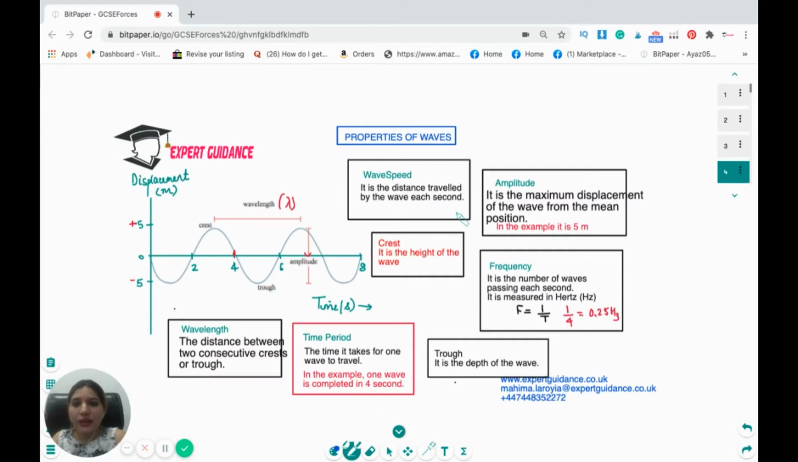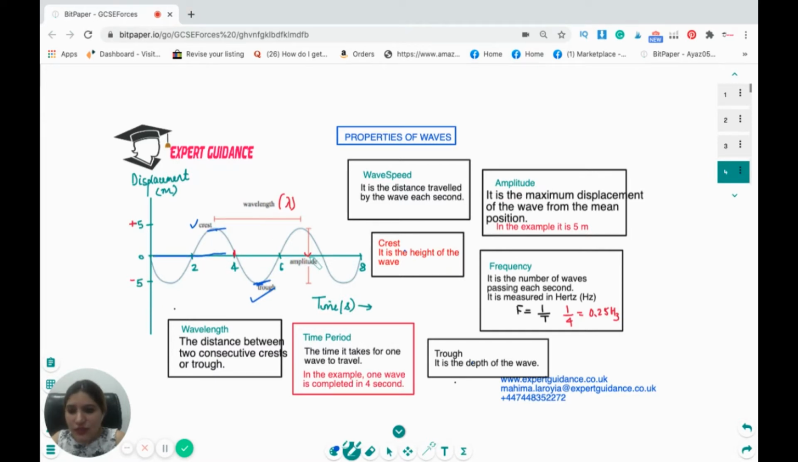All right. Okay, now let's move on to some of the key terms that you should know for the wave. Now, if you look at this diagram here, this is a transverse wave, and you can easily see this top point is a crest and the bottom point is a trough. Okay, so crest is the height of the wave, and trough is the depth of the wave. So this is the trough and this is the crest. Now, this is the mean position of the wave.